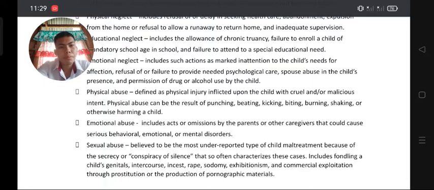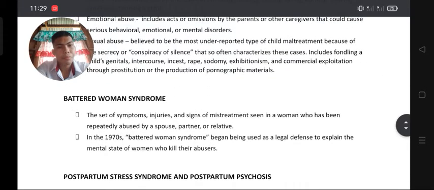Next is sexual abuse, believed to be the most underreported type of child maltreatment because of the secrecy or conspiracy of child silence that so often characterizes these cases. It includes fondling a child's genitals, intercourse, incest, rape, sodomy, exhibitionism, and commercial exploitation through prostitution or production of pornographic materials.